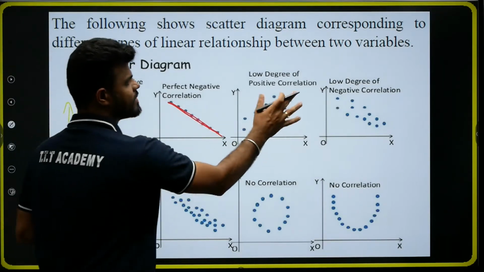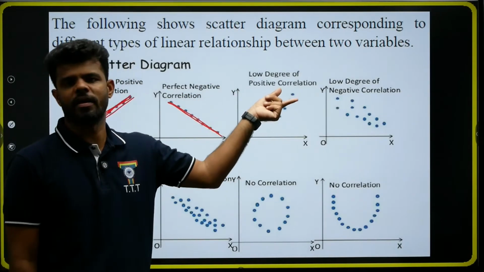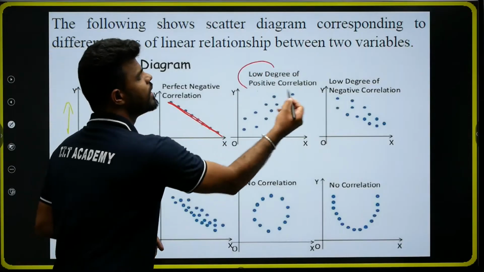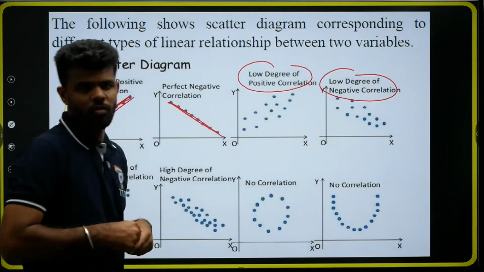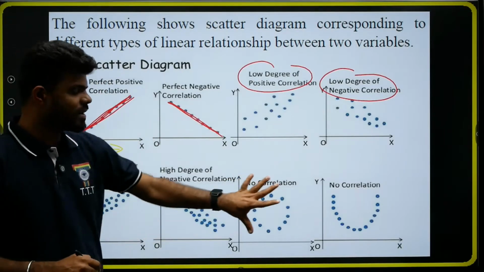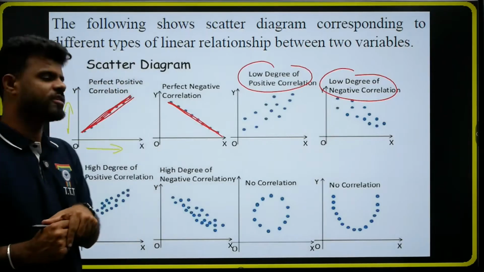It is obvious, if you see that the direction of the scatterness is in the upward direction, then you can say that lower degree of positive correlation. Here also lower degree of negative correlation. So by seeing the different scatterness of the points, we can easily analyze what type of correlation it is.